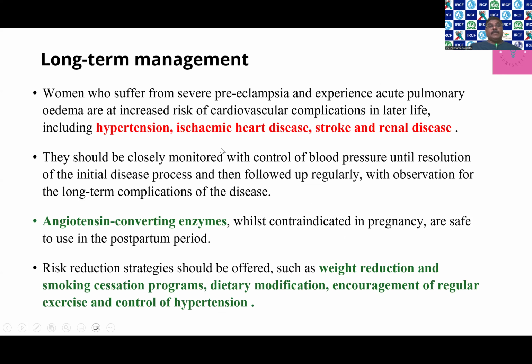So long-term management: women who suffer from severe preeclampsia and experience acute pulmonary edema have an increased risk of cardiovascular complications in later life, including hypertension, ischemic heart disease, stroke and renal disease. So blood pressure should be closely monitored and controlled until resolution of the initial disease process, and then followed up regularly, observing for long-term complications of the disease. ACE inhibitors, which are contraindicated in pregnancy, are safe in the postpartum period. We can use them. Risk reduction strategies should be offered, such as weight reduction, smoking cessation programs, dietary modification, encouragement of regular exercise, and control of hypertension for long-term management.